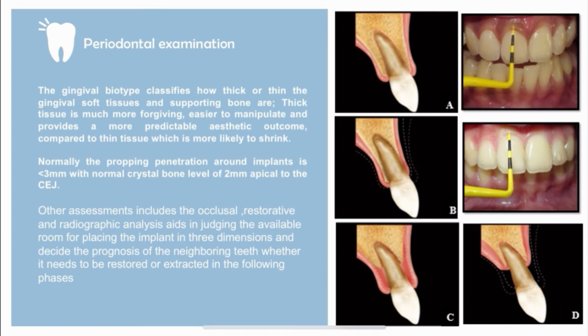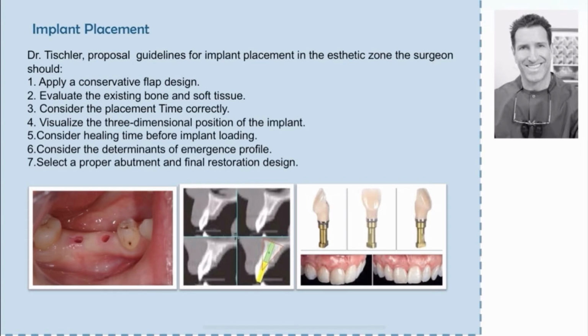Other assessments may include the occlusal, the restorative, and radiographic analysis. In 2004, Dr. Tarnow proposed guidelines for implant placement in the aesthetic zone, in which the surgeon should apply a conservative flap design, evaluate the existing bone and soft tissue, consider the time of placement correctly, visualize the three-dimensional position of the implant, consider healing time before implant loading, consider the determinants of emergence profile, and select a proper abutment and final restorative design.